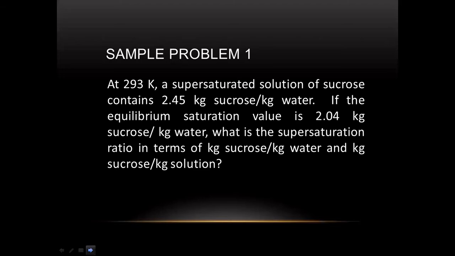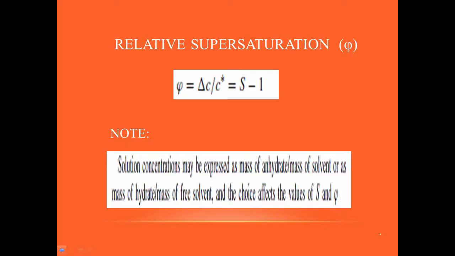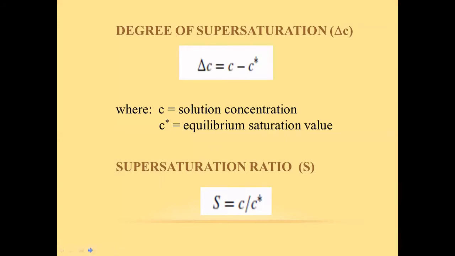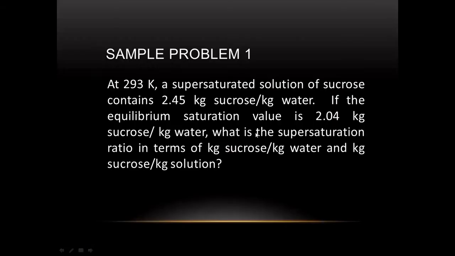Now, we have this sample problem number 1. It will simply make use of the 3 formulas that were introduced here. In this sample problem, you are given a 293 Kelvin supersaturated solution of sucrose containing 2.45 kilograms sucrose per kilogram of water. If the equilibrium saturation value is 2.04 kilograms sucrose per kilogram water, what is the supersaturation ratio in terms of kilogram sucrose per kilogram water and kilogram sucrose per kilogram of solution?